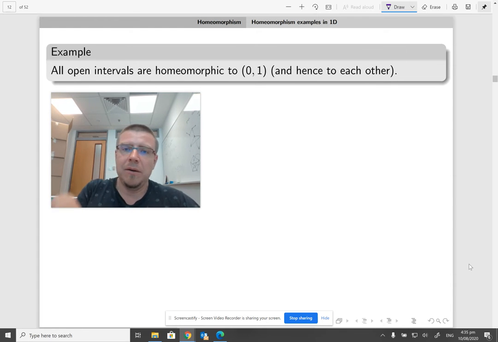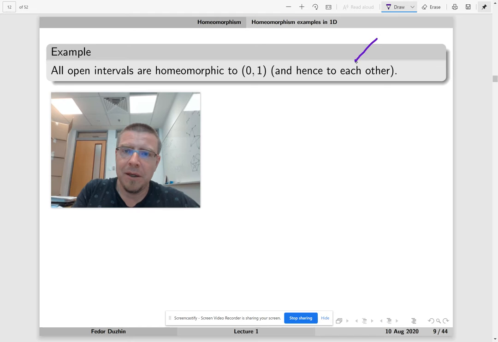By the way, I wrote hence to each other, right? What I'm implicitly assuming here, and I didn't prove it, is that being homeomorphic is an equivalence relation, right? So it must be symmetric, reflexive, and transitive. You can think about why this is so at home. It is a very good exercise, right? But believe me, it is an equivalence relation. So if all open intervals are homeomorphic to 0, 1, it means that they will be homeomorphic to each other.